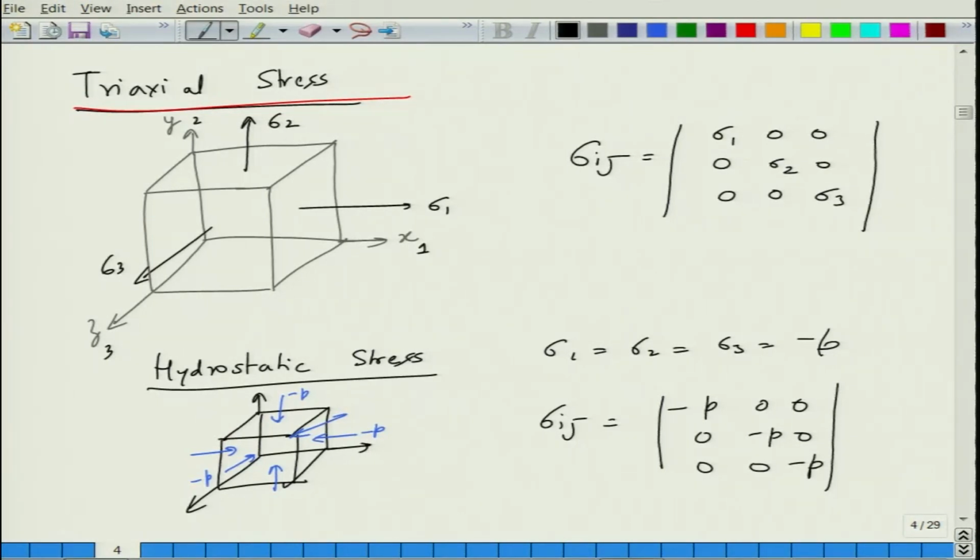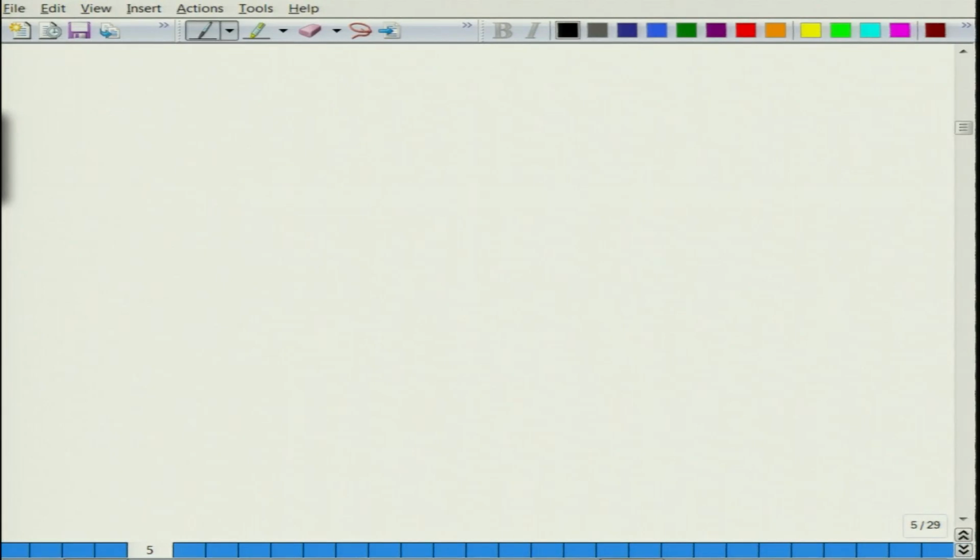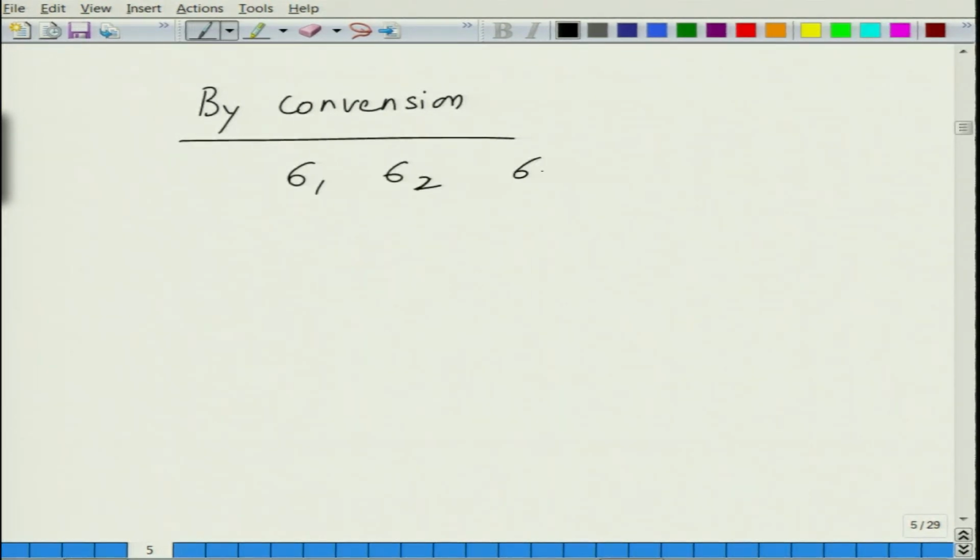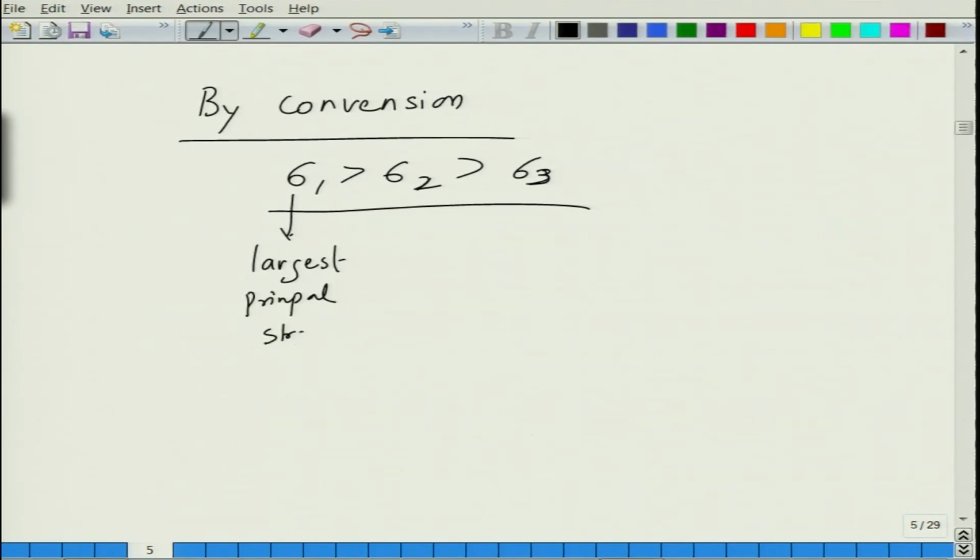So, another thing that we note is by convention, when we write these three principal stresses sigma 1, sigma 2 and sigma 3, by convention we mean that sigma 1 is the largest stress, sigma 3 is the smallest stress, sigma 2 has intermediate value. So, this is, you can say, largest principal stress, and this is smallest. Okay.